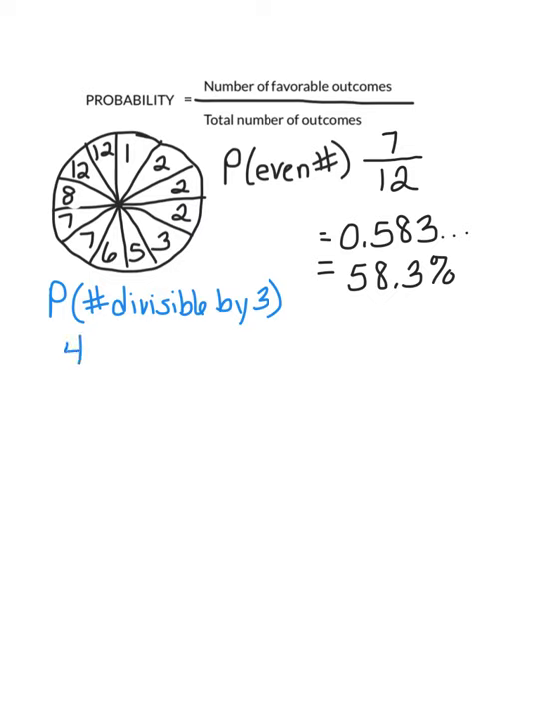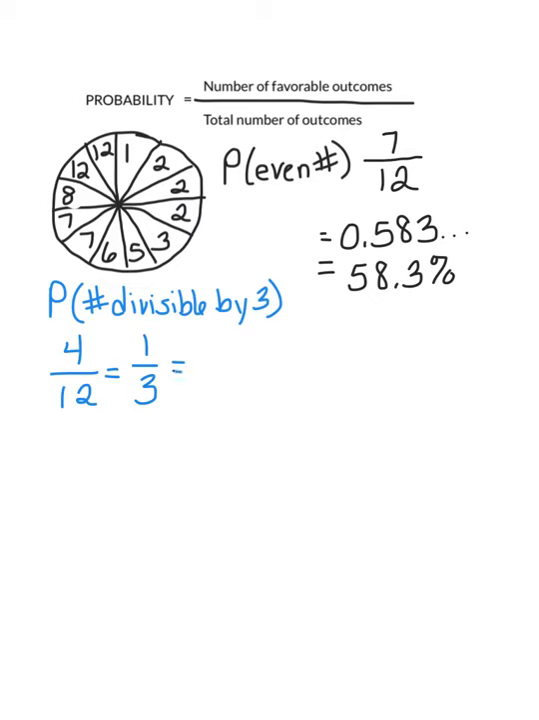So there are 1, 2, 3, 4 numbers on the spinner that are divisible by 3. So I'm going to write 4 over, and we know that there are 12 equal sections on the spinner, out of 12. Now, we can simplify that fraction if we want to, because it's able to be simplified. We would get 1/3.